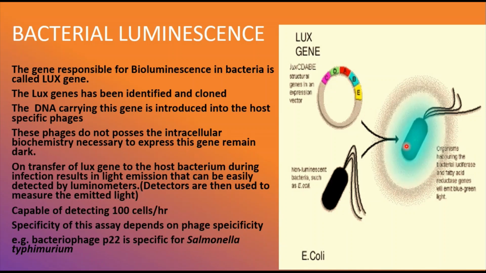That means on transfer of this Lux gene to the host bacterium during infection, the result is light emission that can be detected easily by luminometers. The luminometer can detect about 100 cells per hour, and the specificity of this assay depends on phage specificity. For example, bacteriophage P22 is specific for Salmonella typhimurium detection.